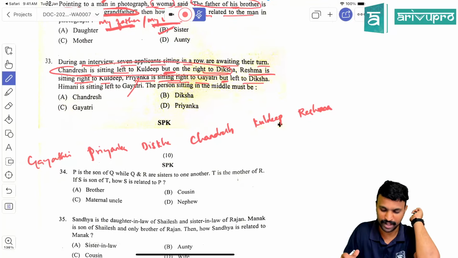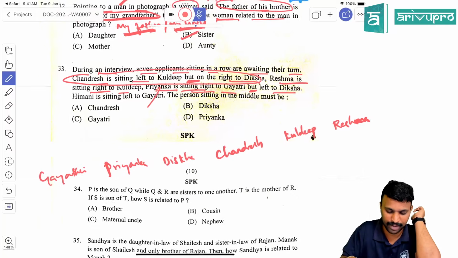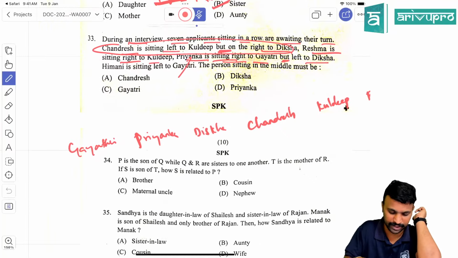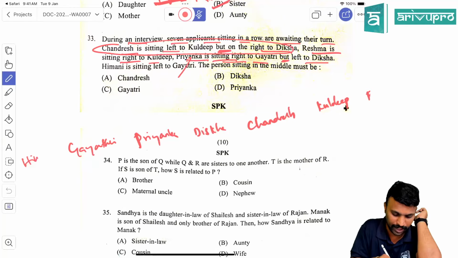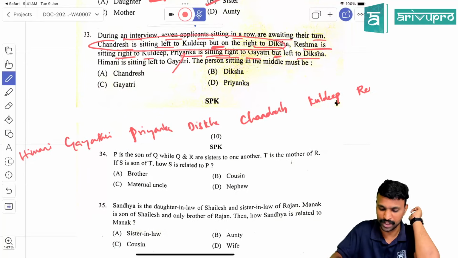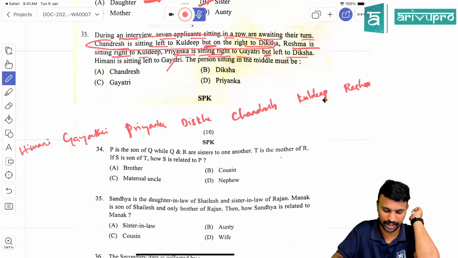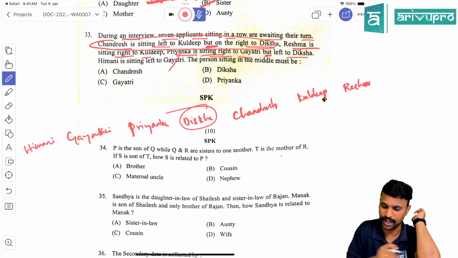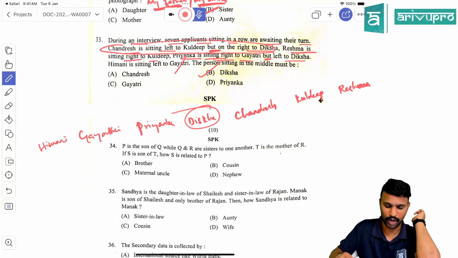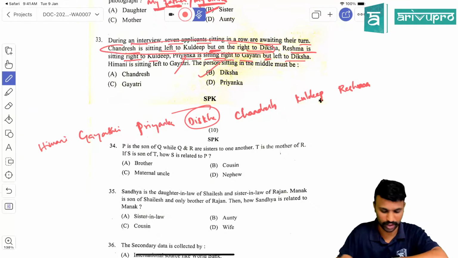How many people I have marked? 6 people. Only one person is remaining. Himani is sitting to the left of Gayatri. So Himani should be to the left of Gayatri. What's the question? The person sitting in the middle must be. Middle is Deeksha. Yes or no? So the answer is option B. Guys, moving on to the next question.